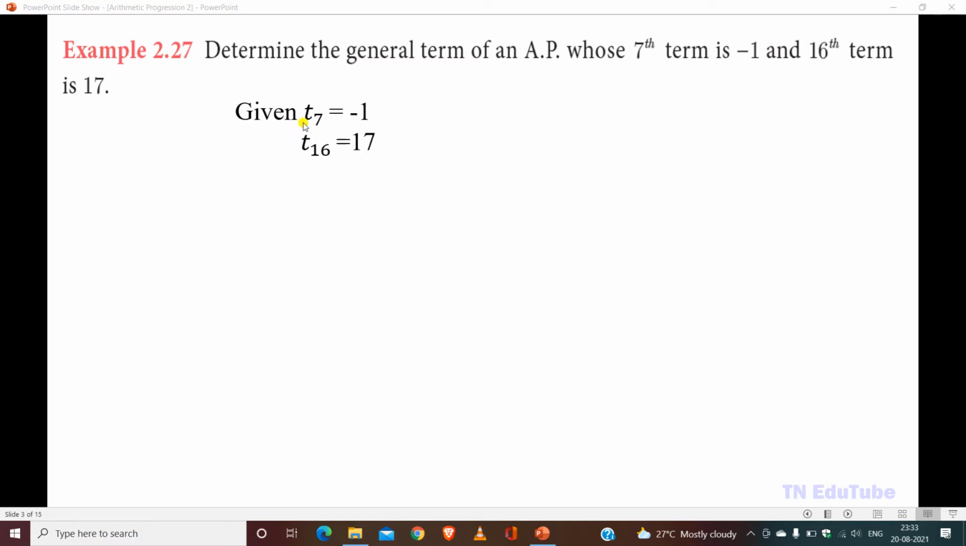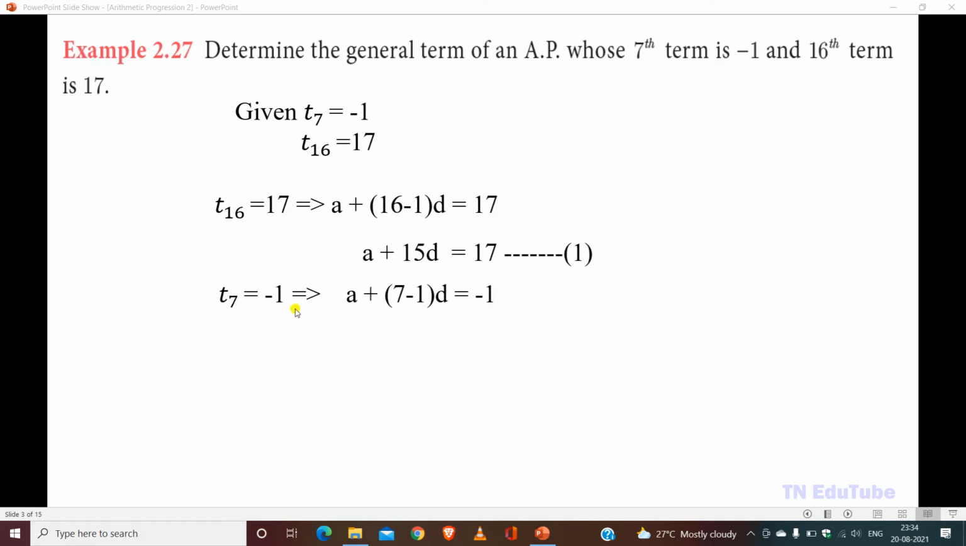Let's do this sum. Here T7 is equal to minus 1, and the 16th term is 17, that is T16 is 17. First you have to take the bigger number, which is easier for us to solve the equation. T16 is 17. That means A plus (16 minus 1) into D equals 17. 16 minus 1 is 15. So A plus 15D equals 17. That is equation number 1.